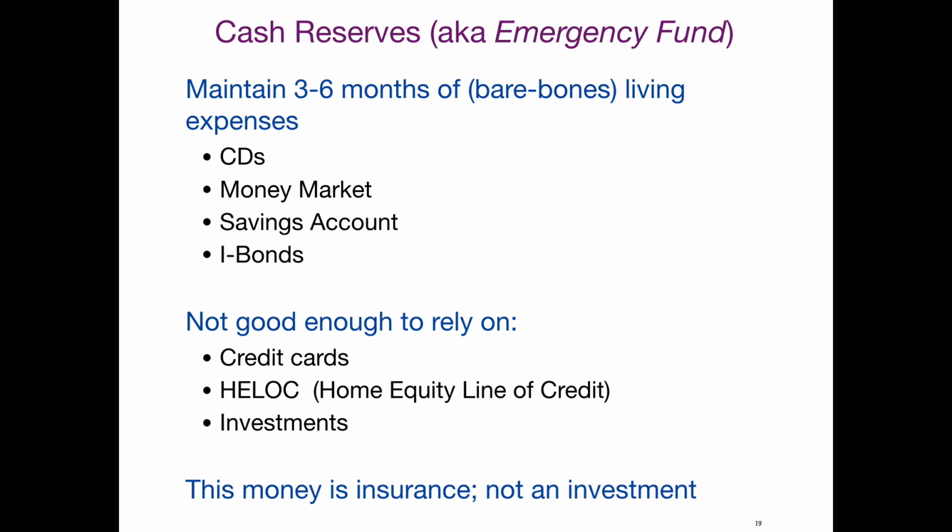Cash reserves. I highly recommend you maintain 3 to 6 months of expenses. Not in an investment account. Not in a credit card line of credit. Not in a home equity line of credit. In some actual savings of some sort. Not under your bed. It can be in a CD or in a savings account, but not in the market. Not in stocks. Because this is not an investment, this is insurance of some sort.